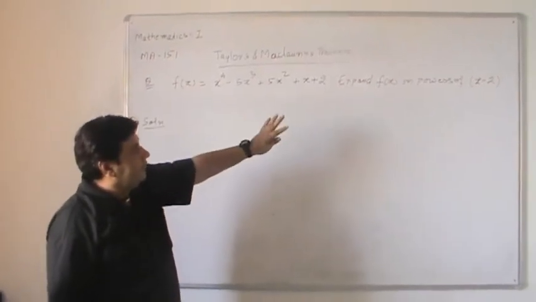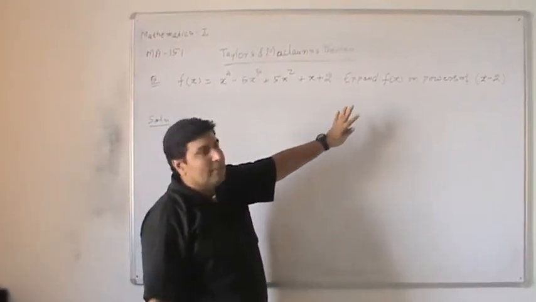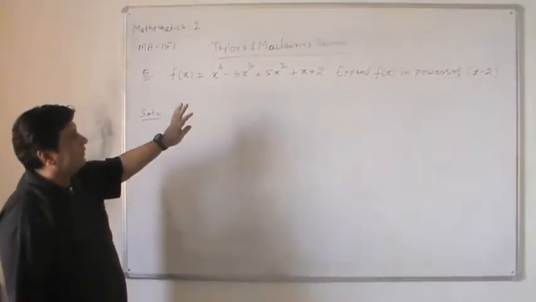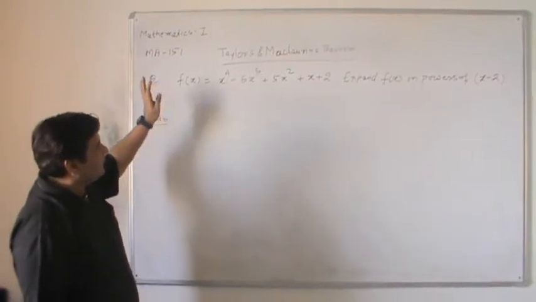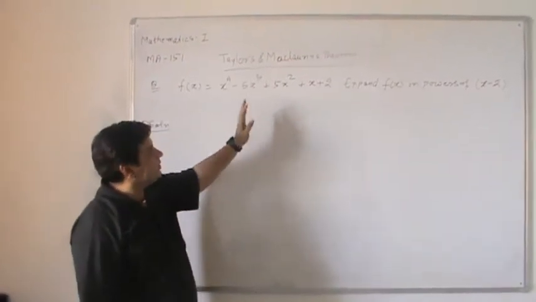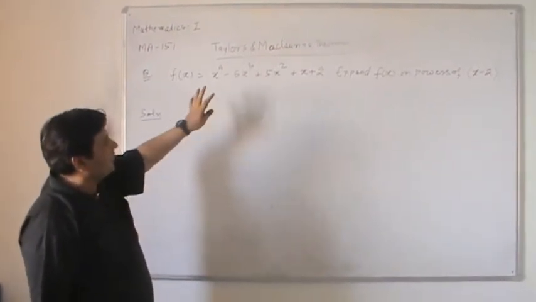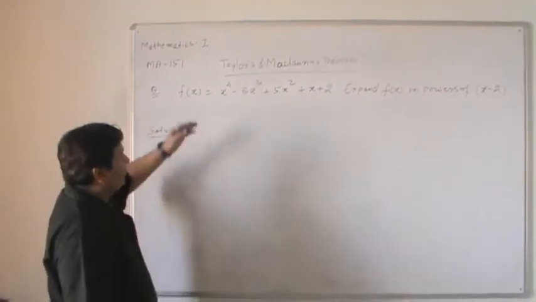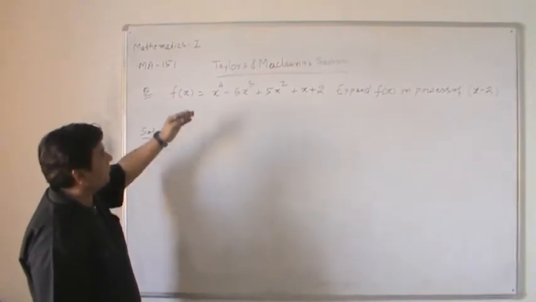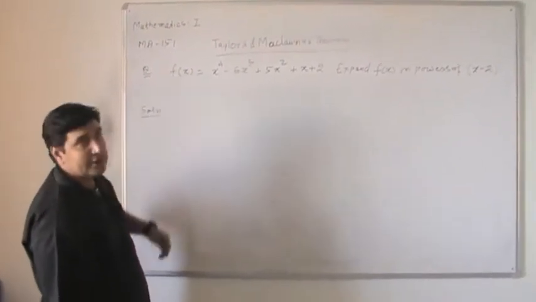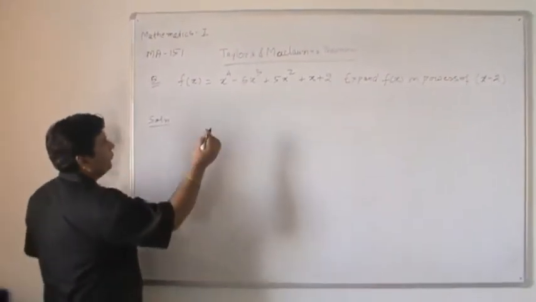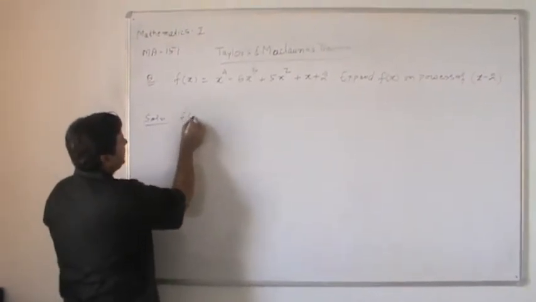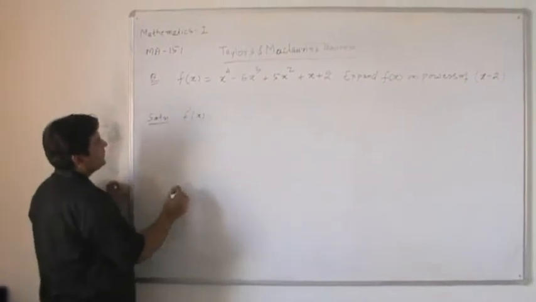And nothing about remainder terms is mentioned. So what we will assume is that the infinite series expansion is possible for this function, and we will try to calculate the formal Taylor series expansion for the given function. So for that we need the values of the derivatives. So we calculate all the derivatives successively.